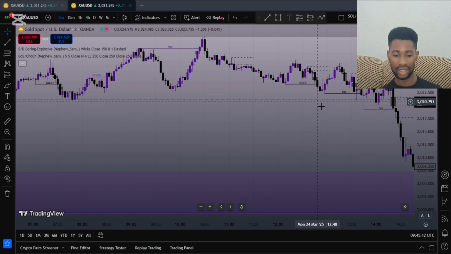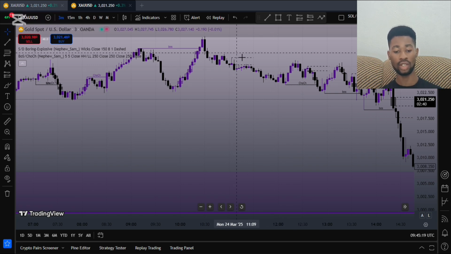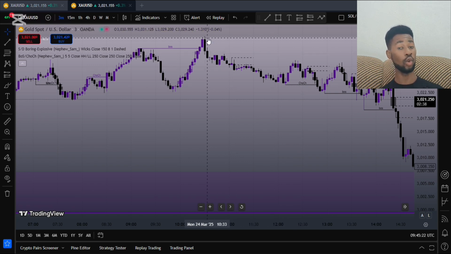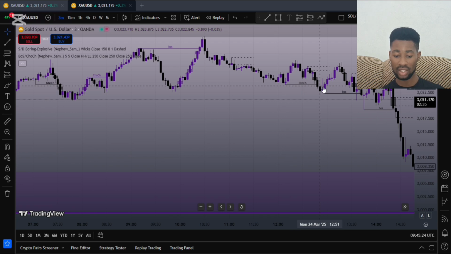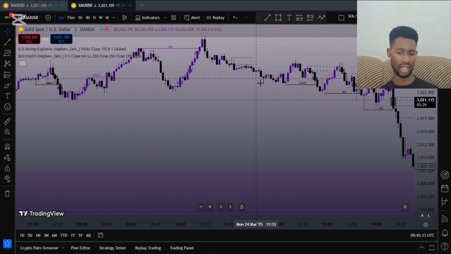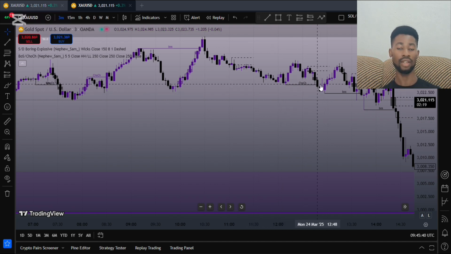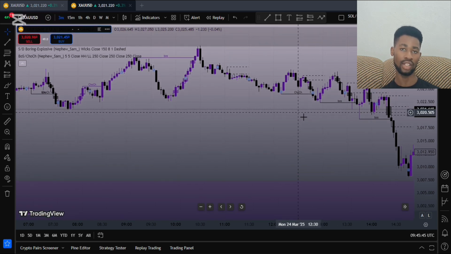So this change of character was the confirmation you were looking for in order to be sure that, okay, this supply region actually holds, and now we are going to be going downwards. So the moment you see this change of character, then you can enter the trade to go short. Unlike the other one who had set his limit order, is already in the trade. That's quite fine and good. But if you want extra confirmations by using change of characters, now you've seen your change of character, you can enter.